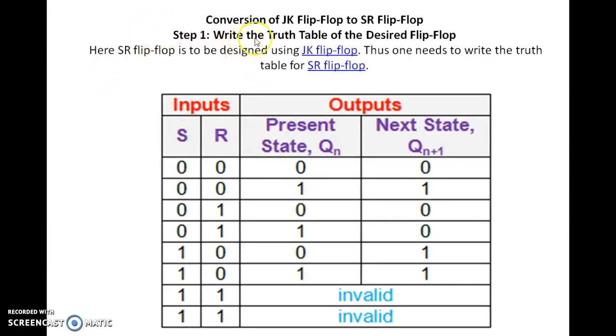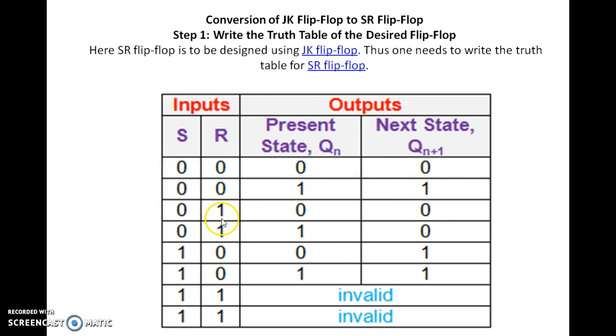Now the first step, write the truth table of the desired flip-flop. Here, SR flip-flop is to be designed using JK flip-flop. So you are supposed to write the function table or truth table of SR flip-flop. We all know how the SR flip-flop works. When S is 0, R is 0, whatever is the value of Qn, the same thing will be Qn+1. That is, we say it's a memory state or no change state. Whatever is the value of Q, the same thing appears in Qn+1.